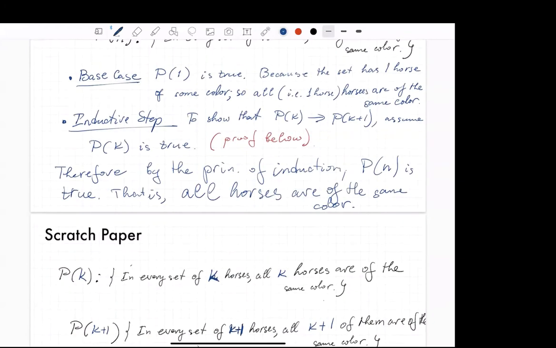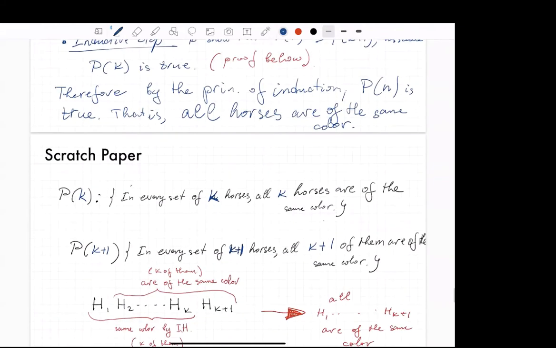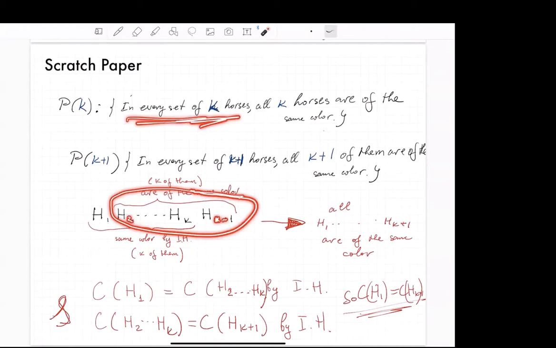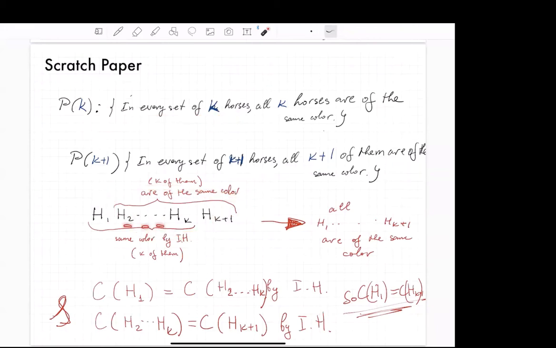I had a question. How do we know that from H2 to HK all of them are of the same color? Because by the inductive hypothesis, every set of K horses has the same color. Do I have K horses here? Yes, but I've just numbered them. These numbers are what I gave these horses. The horses are out there in the meadows playing. I've put them in an indexed collection of some sort. These are indices that I gave to the horses. The horses don't care what indices I give them.